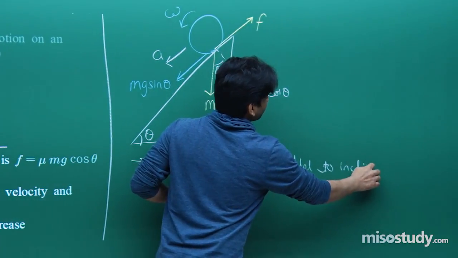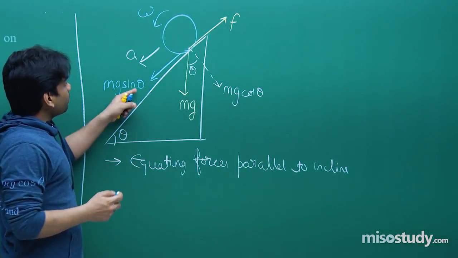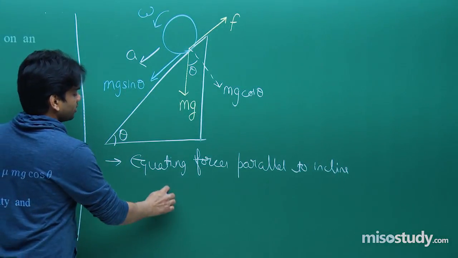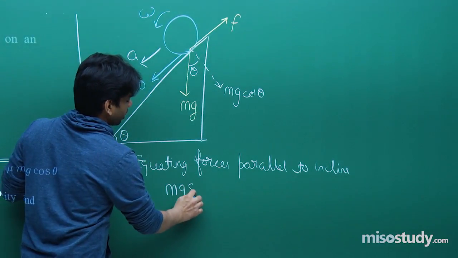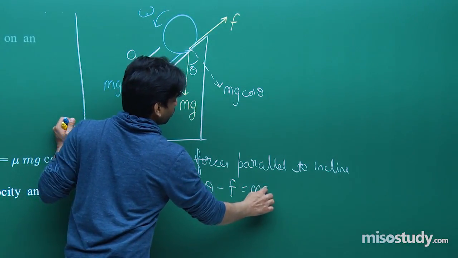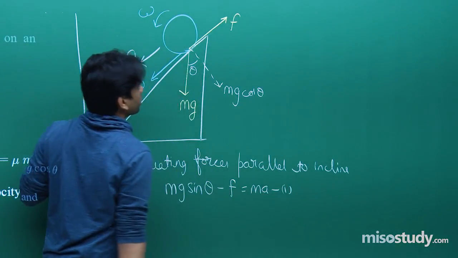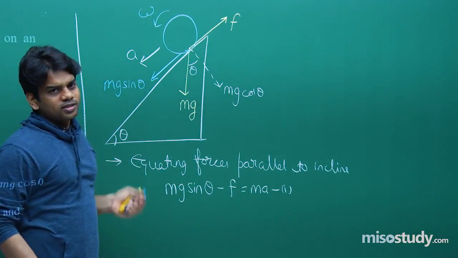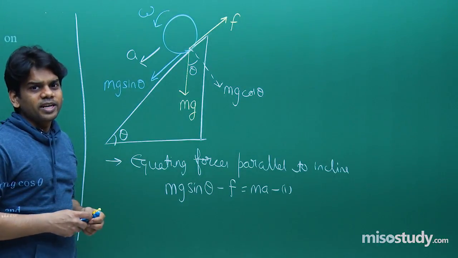We will be having mg sin theta minus f will give us m into A. So the first equation will come out to be mg sin theta minus friction force is equal to m into a. This will be equation number 1. Quite simple. Now, second equation: N will be equal to mg cos theta. That's not required, but clearly we can see N equals mg cos theta.